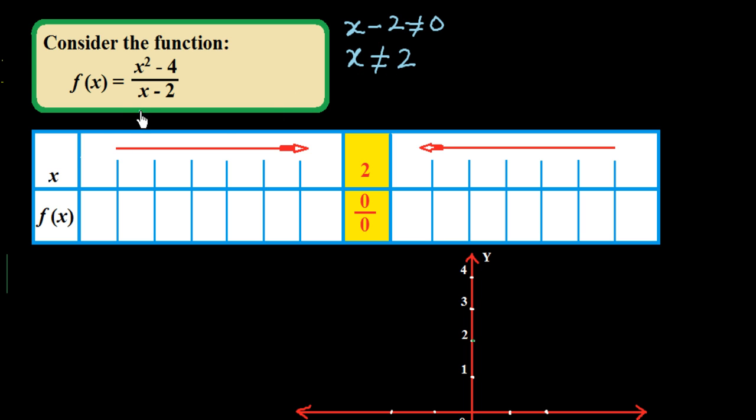If we put 2 in the denominator, what will happen? If you put 2 in the numerator and denominator, let's see what happens. I put 2 squared minus 4 over 2 minus 2. I get 4 minus 4 over 0, which is 0 over 0. It is an indeterminate form we are getting here. If we put 2, we get 0 by 0.